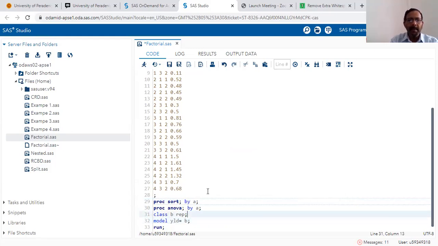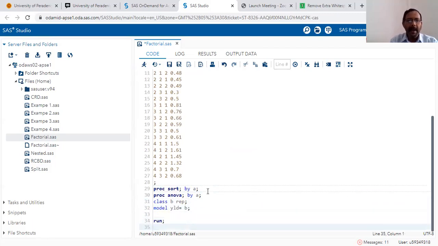Right. We have a setup like this. People may wonder why I'm writing this. Can you all see the program? Yes, sir. So I gave a proc sort, which means we'll have to sort it. But already it's sometimes not necessary, because I'm going to do the ANOVA by A. So A is already sorted. Maybe this statement is sometimes not necessary.